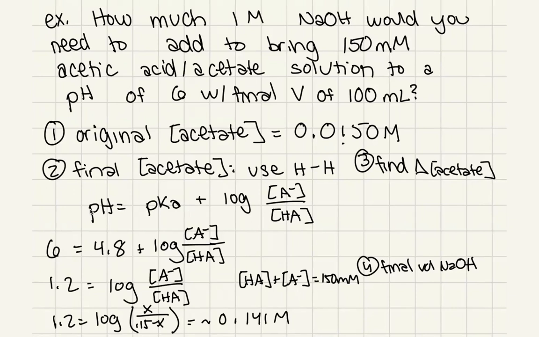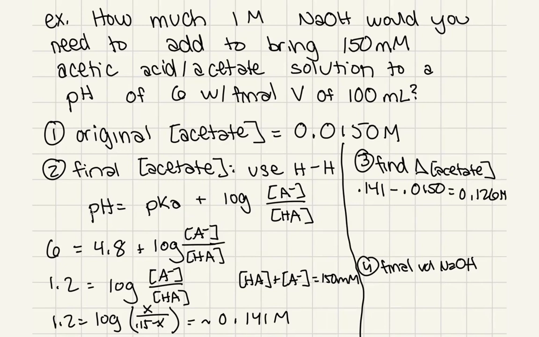So now we want to find the change in acetate though. So now we're on number 3. So let's just clean this up a little. Okay, we want to find the change. So to find the change, we have the final. Remember, we just calculated the final 0.141 minus the initial 0.0150 is going to equal a change in the concentration of 0.126 molar. So that's our change in molarity.